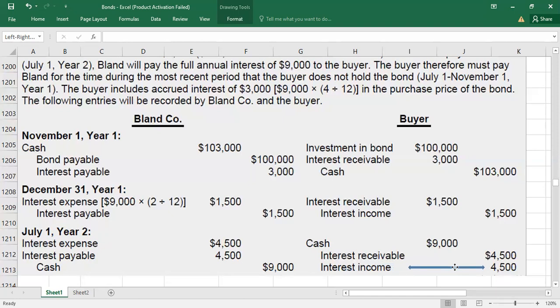So this is how you will do the accounting if the bonds are sold between the interest dates, and here I have assumed bonds are sold at par value. So I hope it is clear.